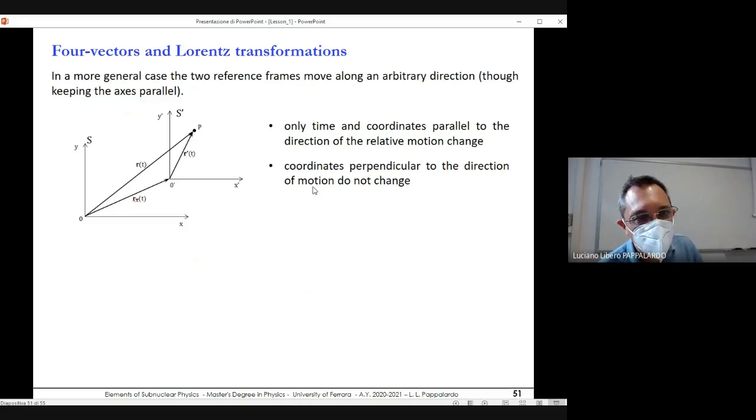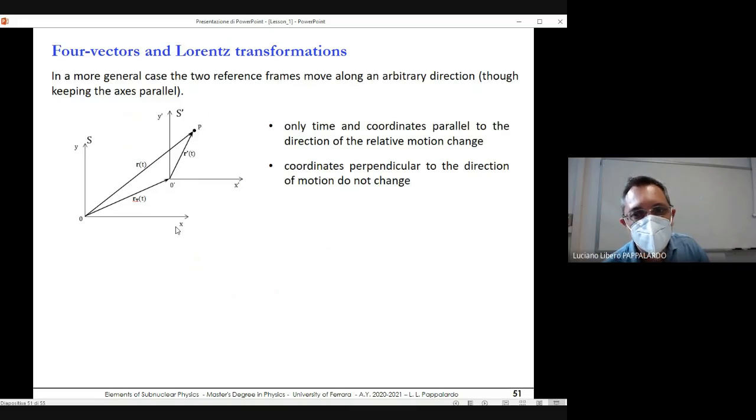Let's consider now the more general case where the two reference frames move along an arbitrary direction, although keeping the axes parallel, okay? So as you see in the picture, you want to study, for instance, an event at the point P, and the position vectors are R prime in the primed frame and R in the unprimed frame. And this is the position vector of the second frame with respect to the first one.